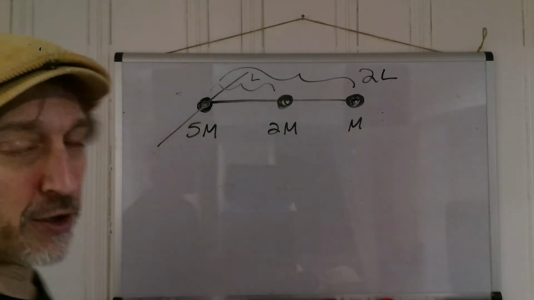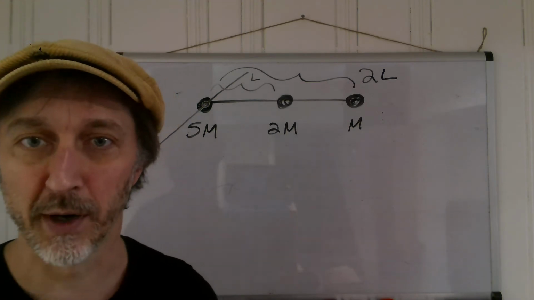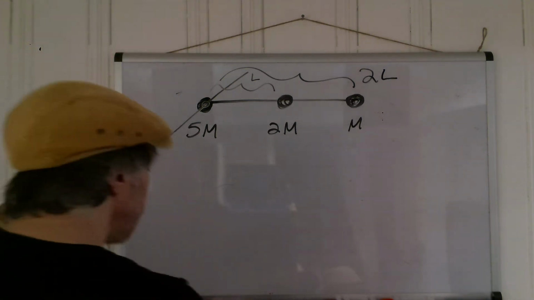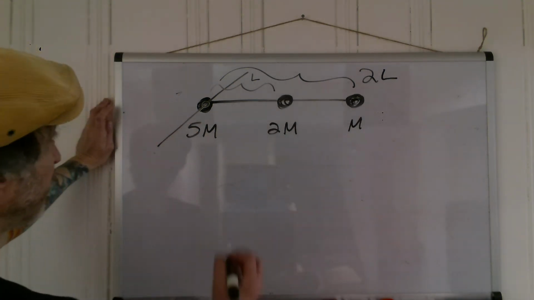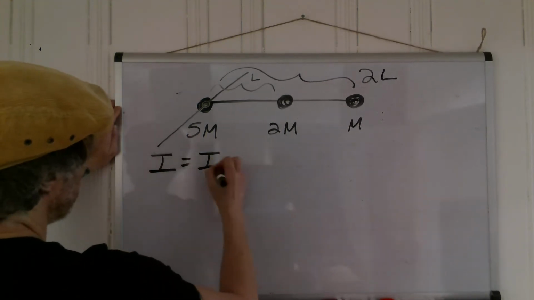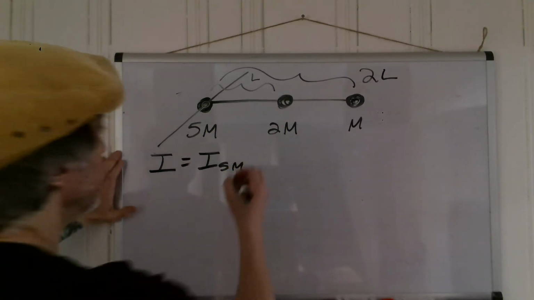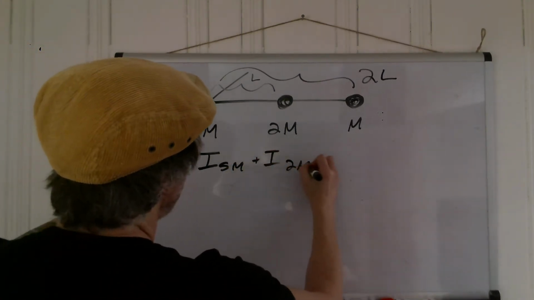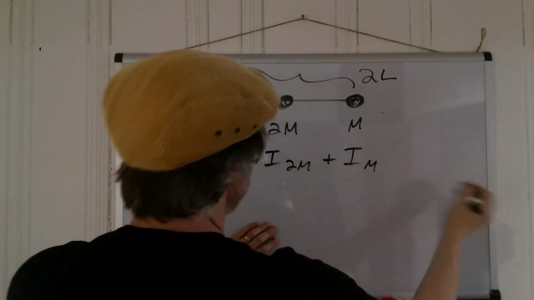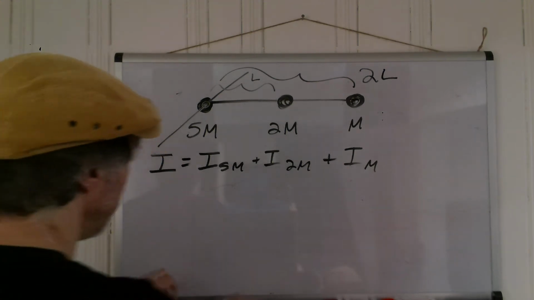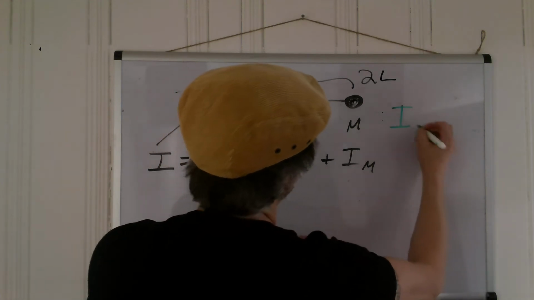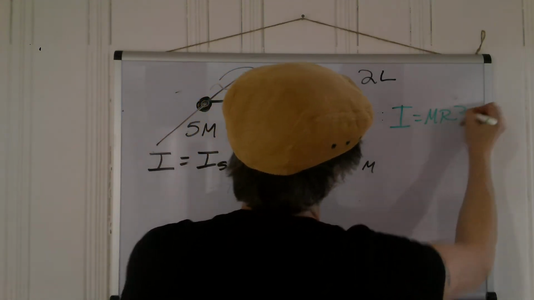So in this, remember, inertia is the rotational counterpart to mass, right? So in the same way that you can add mass, you can add inertias, all right? So all I'm going to do is find the rotational inertia of these 3 particles. So my total rotational inertia is the rotational inertia of the 5m plus the rotational inertia of the 2m plus the rotational inertia of the m. Now remember, this is what this problem is about. So the rotational inertia of a particle is just mr squared.